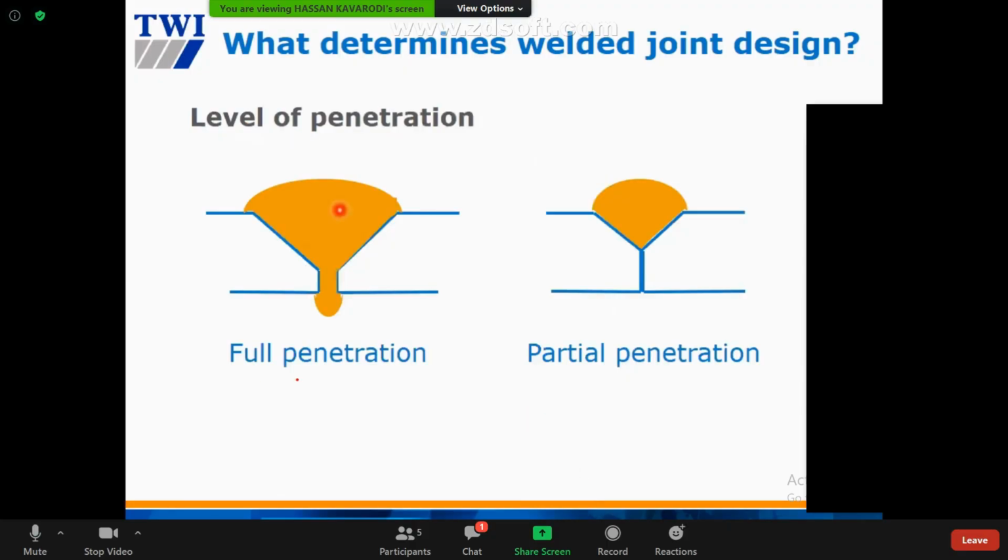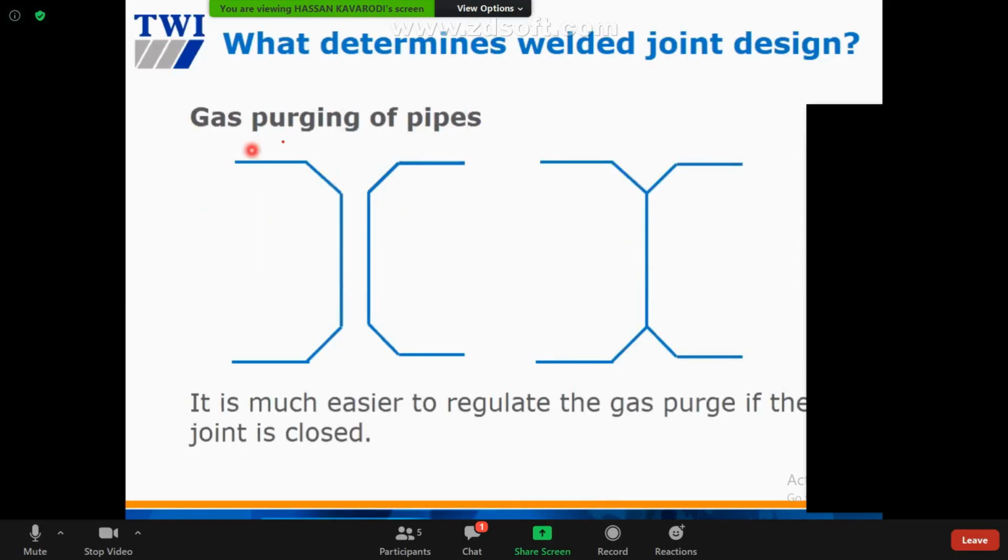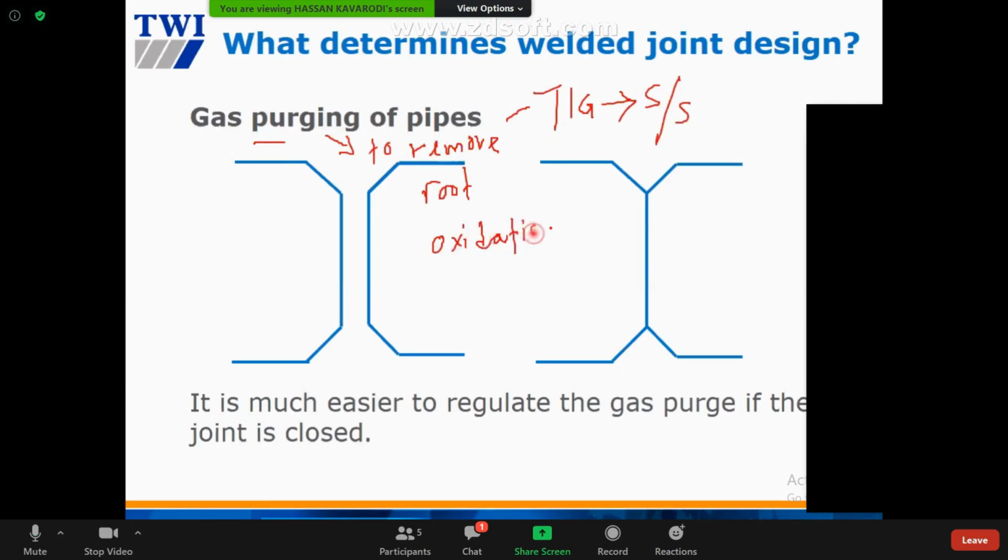All right, level of penetration, we got full penetration and partial penetration. Partial penetration, the problem here is fatigue failure always occurs, right? Fatigue failure. Gas purging of pipes, normally we apply in TIG process for stainless steel. So we need to do gas purging in order to remove the problem of root oxidation, right? Especially in material like stainless steel. Yeah.